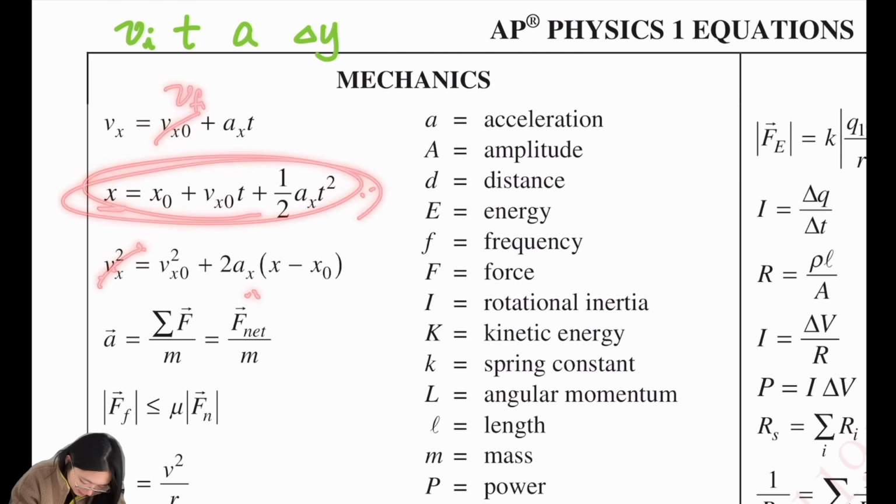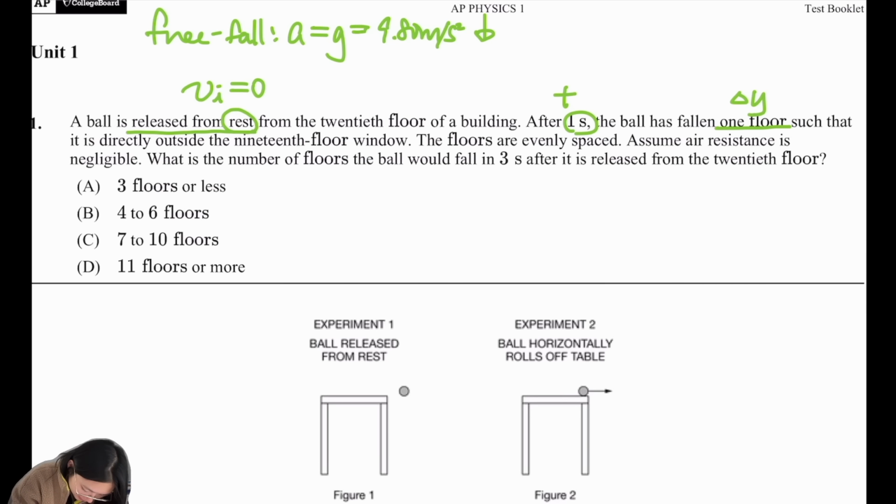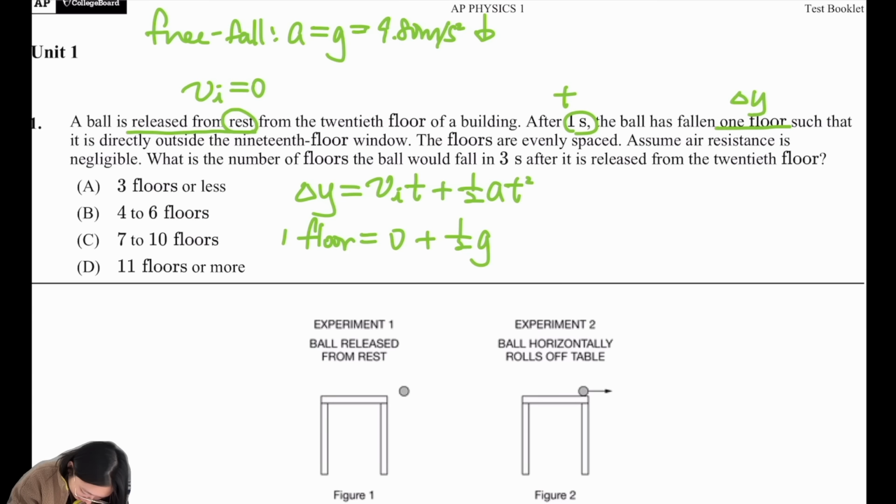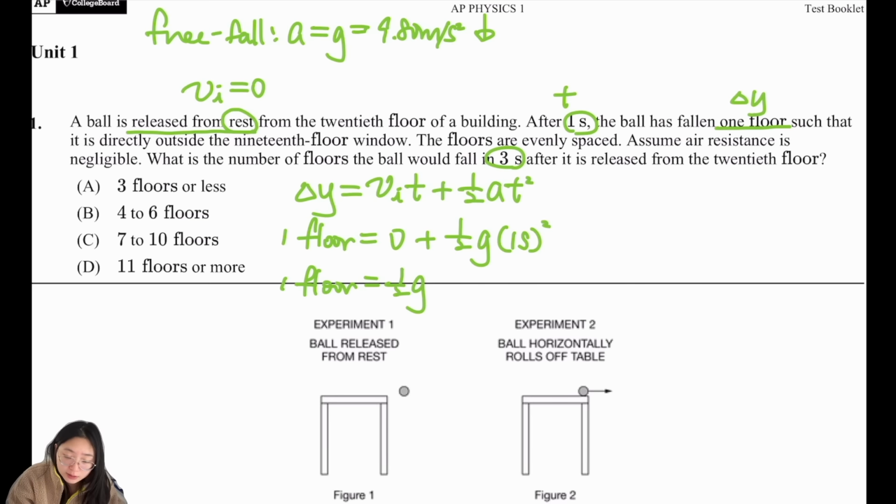So the only equation that I can use is equation 2. I'm just going to replace x with y. Then I get this formula: delta y, change in the position or displacement, is equal to V initial t plus 1/2 a t squared, or 1 floor is equal to initial velocity 0 plus 1/2 times g times 1 second squared, where 1 floor is equal to 1/2 g. Okay, and it's asking us to find the number of floors. So delta y, it's asking us to find the displacement when the ball has fallen for 3 seconds.